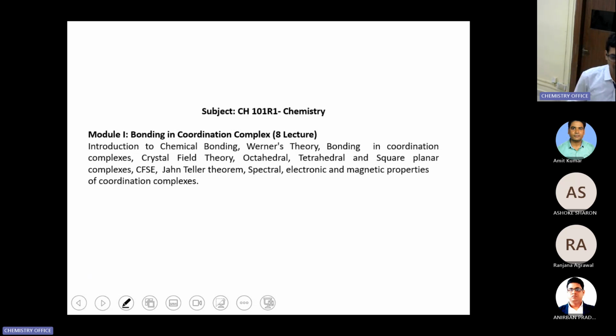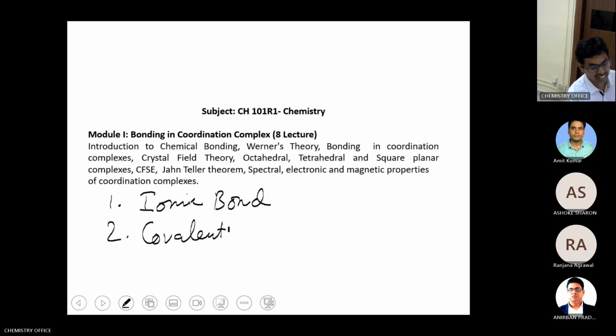First of all, in the introduction of chemical bonding, we can start with a very brief introduction. We know how many types of chemical bonding may be available. First of all, it is an ionic bond. Next, number 2 is covalent bond, and number 3 is metallic bond.